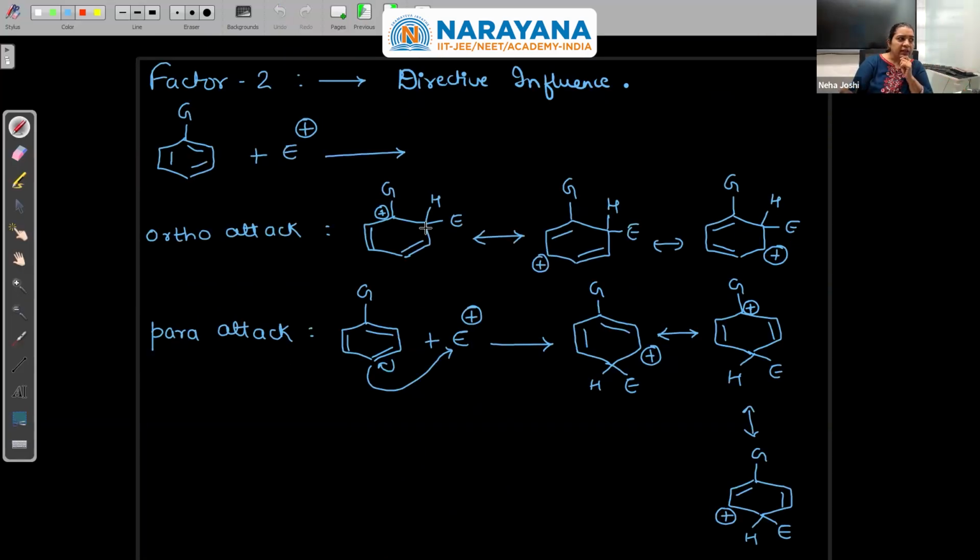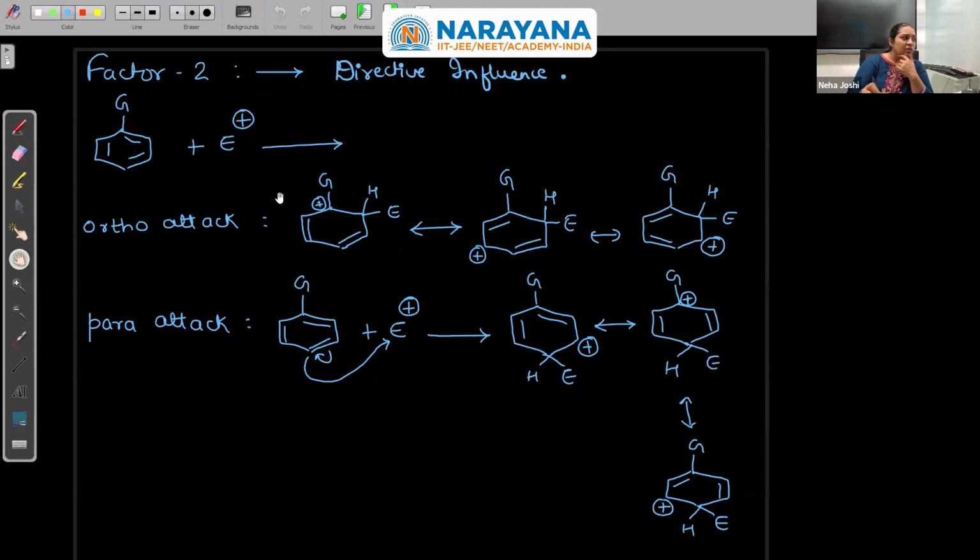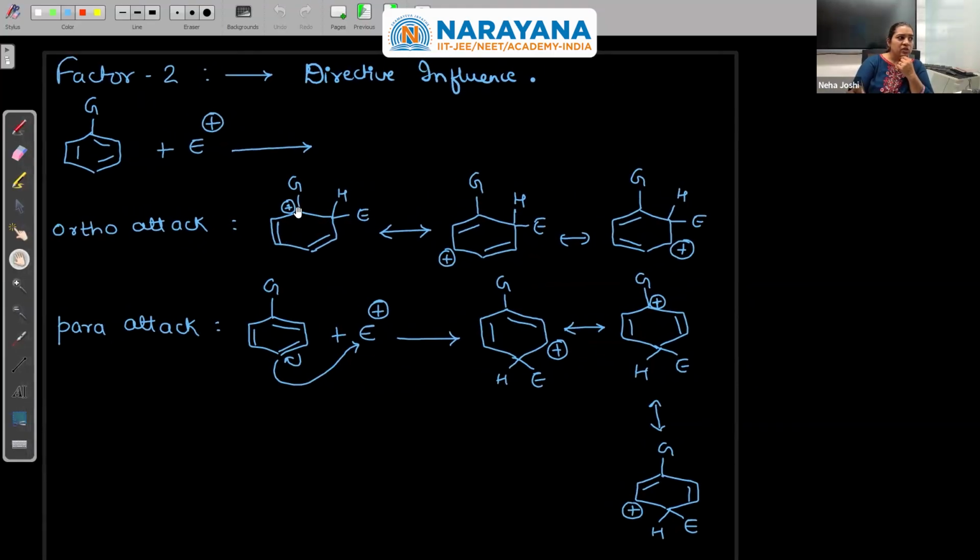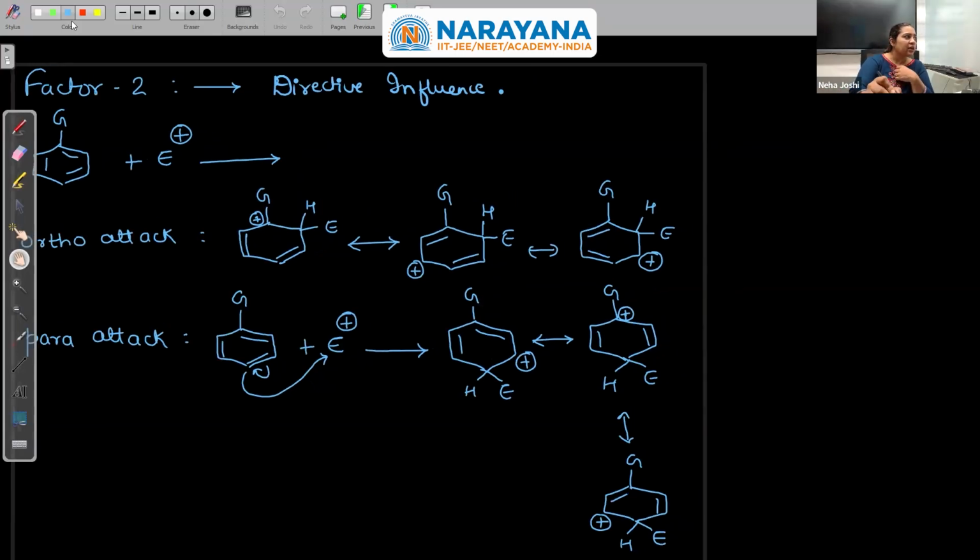So if it is attacking at ortho, then these are my sigma complexes. If it attacks on ortho, then this G plus, then resonance and resonance. So ultimately I can say that there is a hybrid where H, E, G, here there is a del plus, here there is a del plus, and here where G is attached, at this point there is a del plus, right?